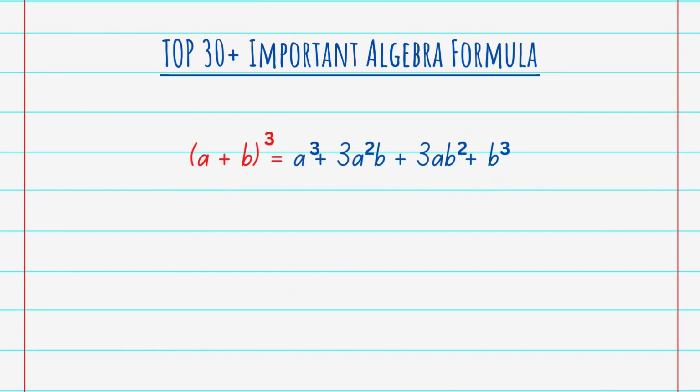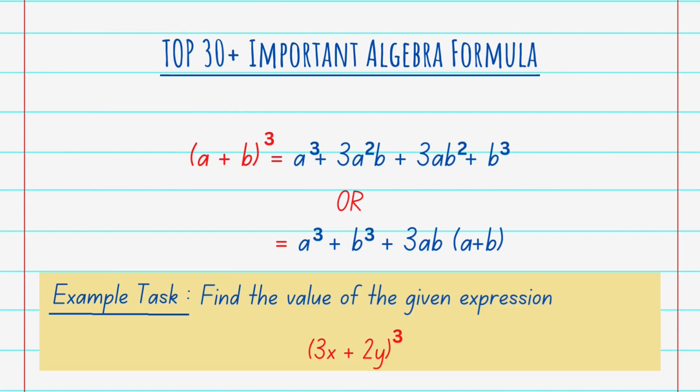Then the next is (a plus b) whole cube, which is a cube plus 3a square b plus 3ab square plus b cube, or we can also write it down as a cube plus b cube plus 3ab into (a plus b). Remember this. With the help of this formula, here is one task for you: calculate the value of the expression (3x plus 2y) whole cube. Find out the answer and list it down in the comment section.